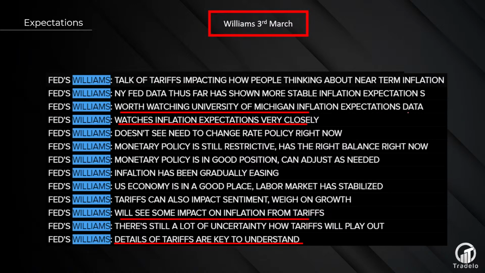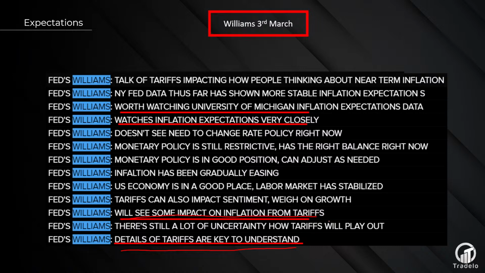Now, Fed's Williams backed him up. I think this is interesting. If you look at Fed's Williams, he came out on the 3rd of March just before Powell, and he told us details of the tariffs are key to understand. Okay, there it is right there, which is they've got to understand these tariffs in full before they're going to form any understanding of the medium-term expectations on their policy. Okay, the Fed does not make short-term decisions, so they are not going to be acting tomorrow with no information at hand. He ultimately said we will see some impact on inflation from tariffs. Now that's interesting because he's the first one to talk about this idea that it is going to be inflationary.